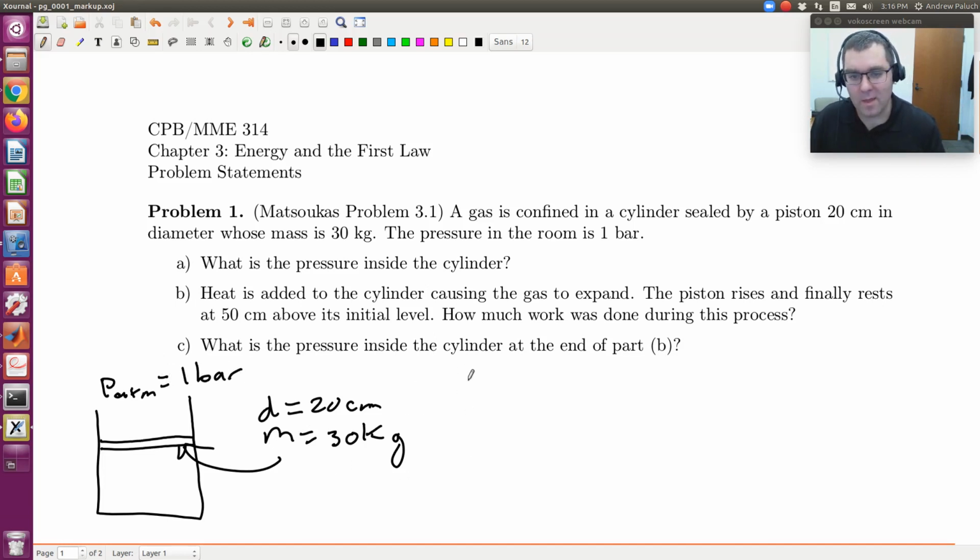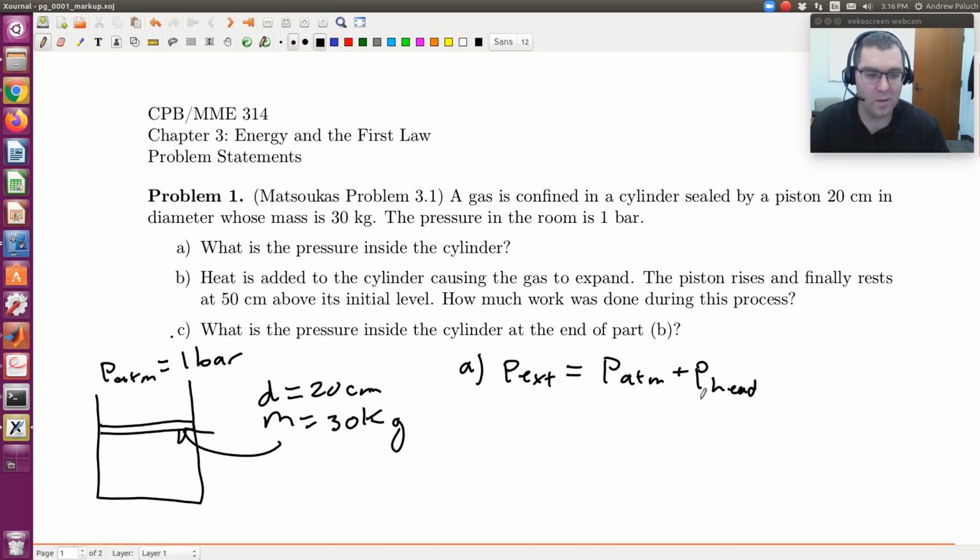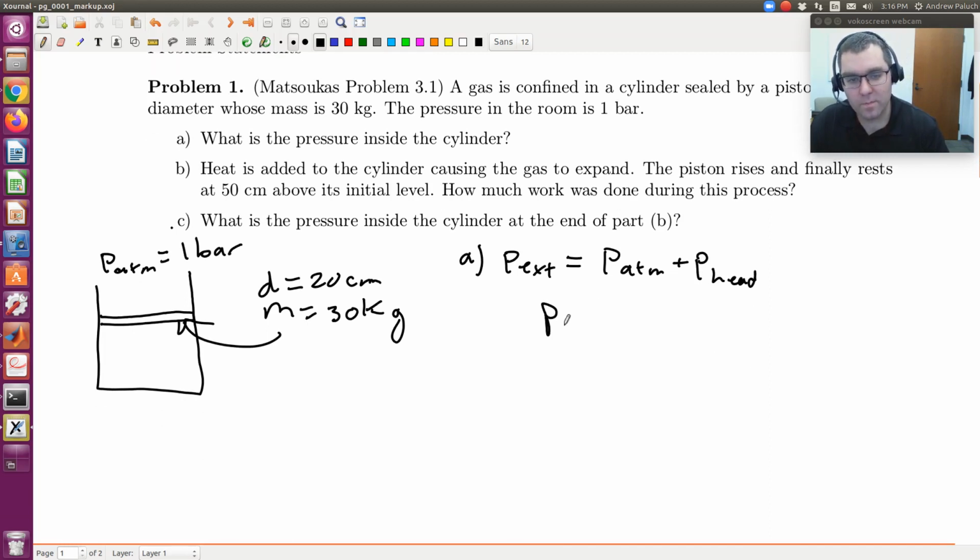So in part A, what we're asked is what is the pressure inside my cylinder? In my cylinder, I have this head, which is free to move until I reach a state of equilibrium. So the pressure inside my cylinder will be equal to my total external pressure, which will be equal to the pressure of the atmosphere, the pressure of my surroundings, plus the pressure due to my piston head. I know that the pressure due to the atmosphere is 1 bar. So the question is, what's the pressure of my piston head?